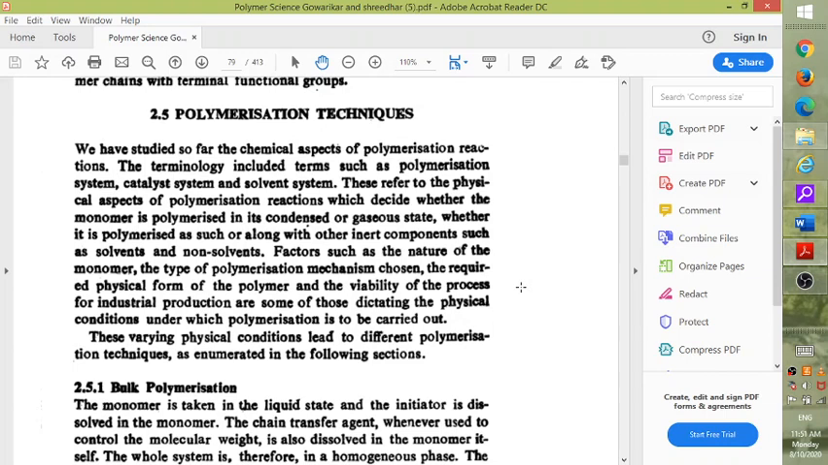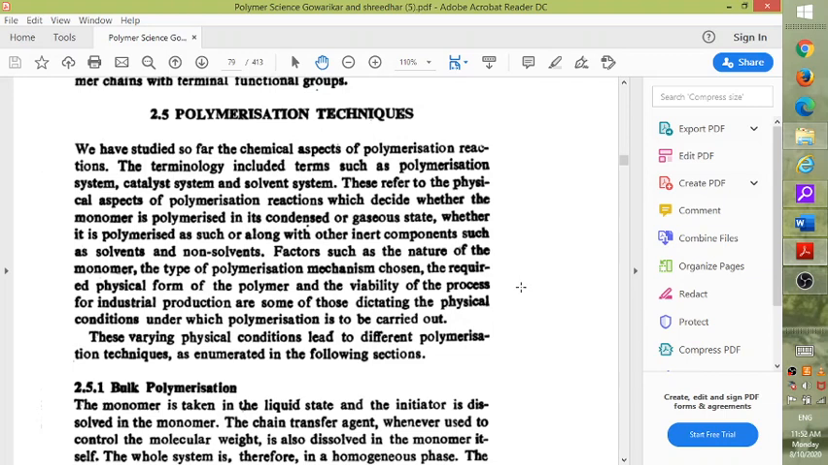So, in organic chemistry, you have seen the various terminologies, like catalyst and solvent system. The chemical aspect of polymerization reaction means the mechanism involved, like addition polymerization, condensation polymerization, cationic polymerization, anionic polymerization. So all these are basically reactions. These are chemical aspects of polymerization. But today we are going to see the physical aspects of polymerization.